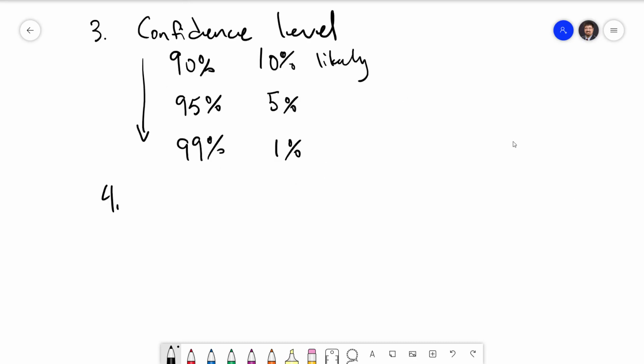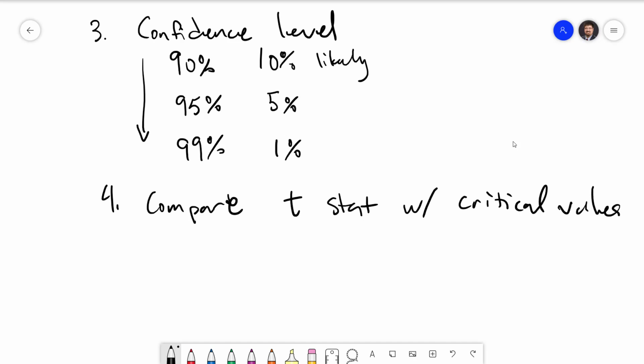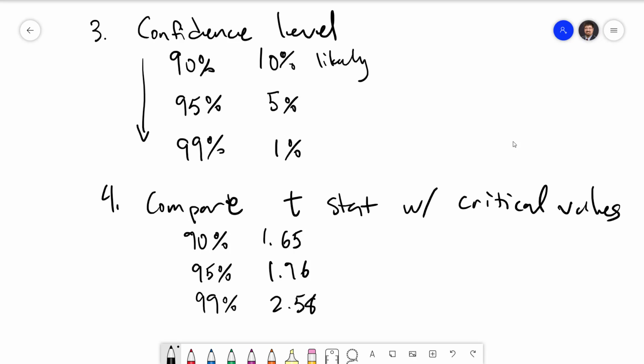The fourth and final step is to compare the test statistic, that's our Tstat, with the critical values that correspond with our chosen confidence level. This is where the standard normal distribution is so useful to us because we only need to learn the critical values from that one distribution and we can use them for everything. For 90% confidence, the critical value is 1.65. For 95%, it's 1.96. And for 99%, it is 2.58.